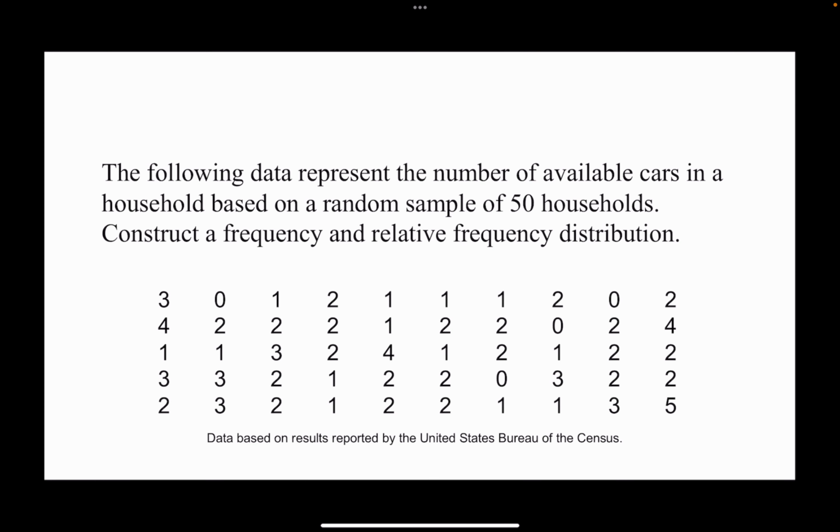So here we have a bunch of raw data. It represents the number of available cars in a household based on a random sample of 50 households. So they polled 50 households, asked them how many cars do you have available, and then they just wrote it all down. Actually, it's US Census, but whatever. So here is all of it, and because it is countable things, remember, things that are countable are discrete. Somebody's not going to have 2.675 cars. And I guess you could kind of say one of them in disrepair, missing some pieces, could be, but let's not go there.